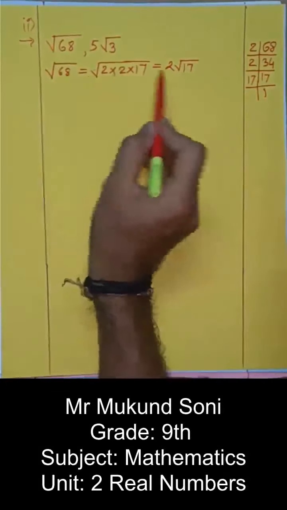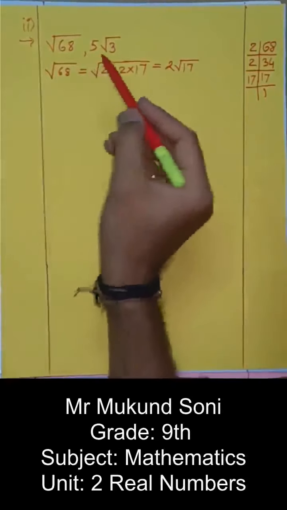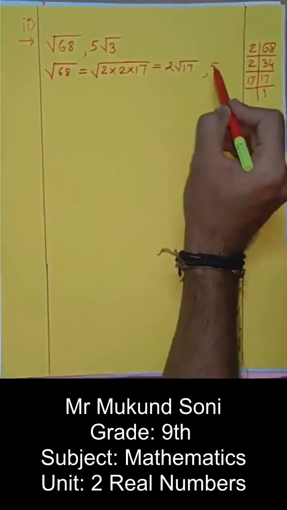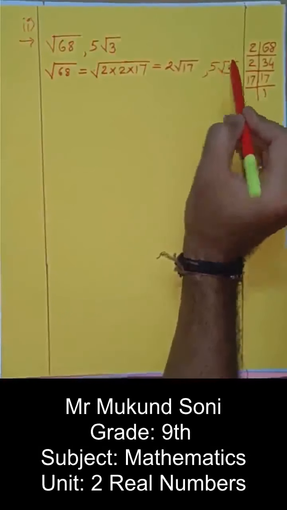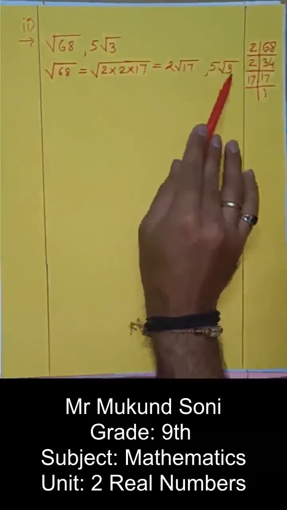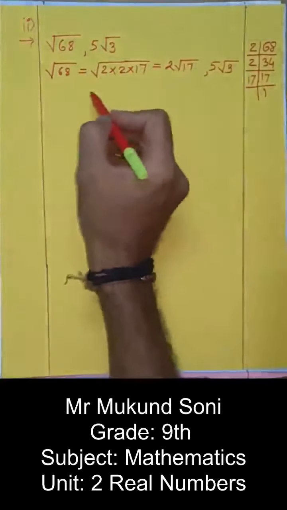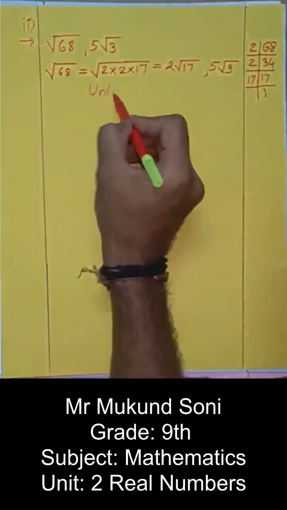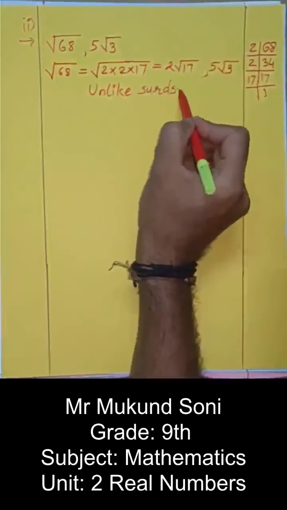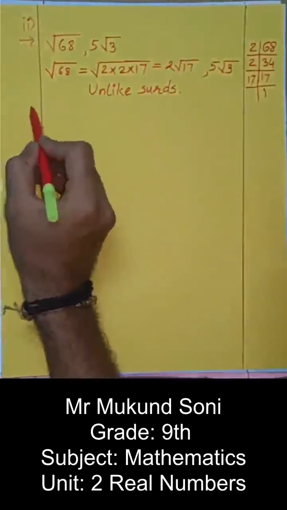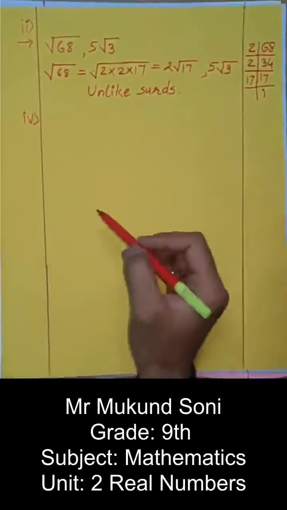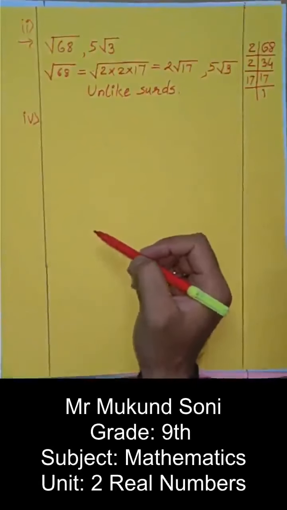And now as root 68 is the same as 2 root 17, then we shall compare these 2 surds. Even if the order of the surd is same but not the radicand, so they are unlike surds. Finding like and unlike surds is a very important skill for us for doing upcoming problems.